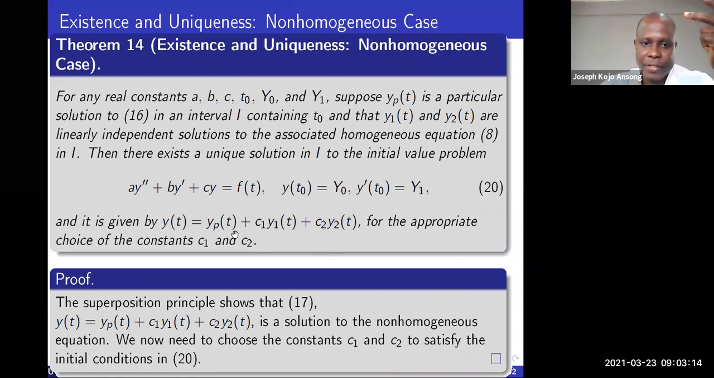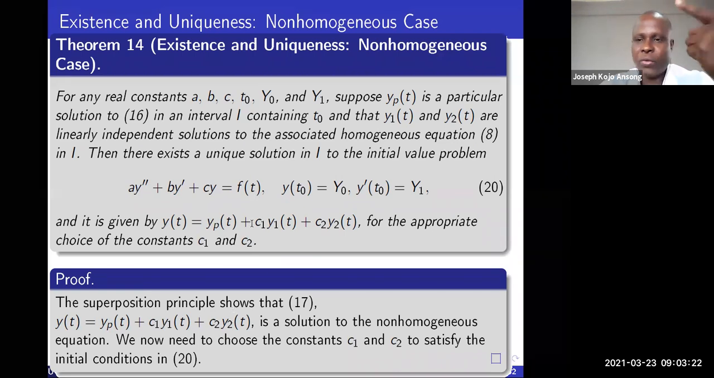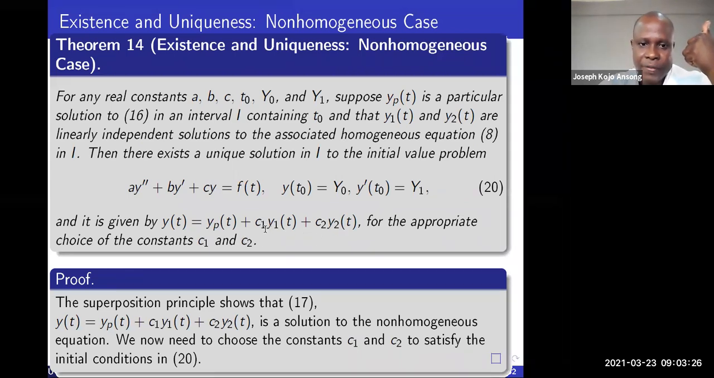Well, first, we have to show that this is a solution. In other words, this satisfies this equation, which we have already done. That's what I'm explaining here. So that part we have already done. We have already shown that this expression here satisfies the non-homogeneous equation, so it is a solution. So there exists a solution, and it's given by this.